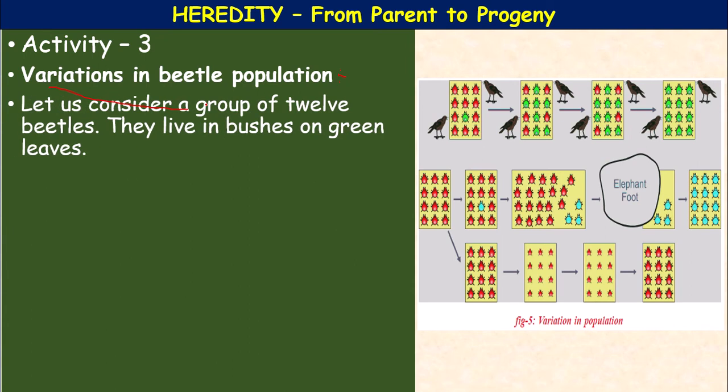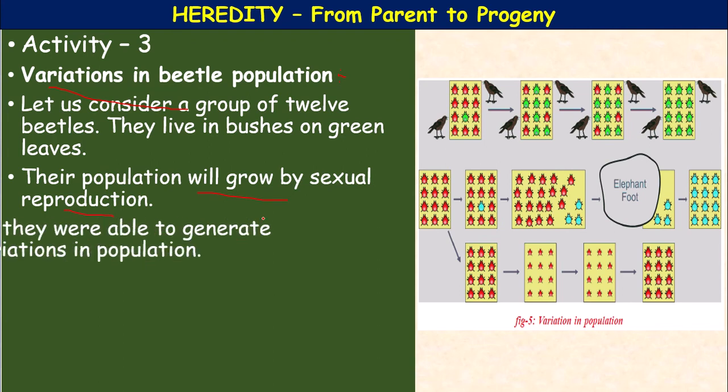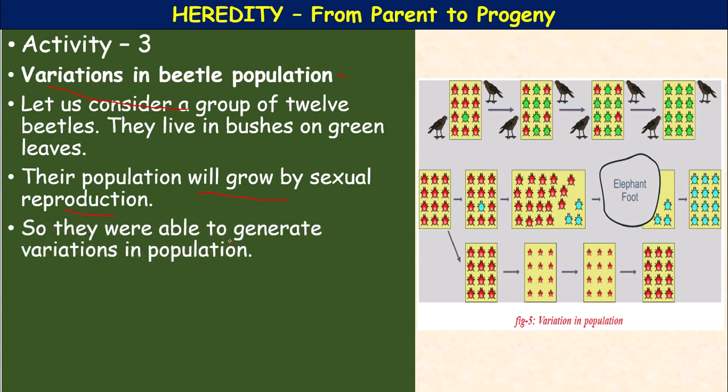Let us consider a group of 12 beetles. You can consider the population of 12 beetles in 3 rows. They live in bushes on green leaves. Their population will grow by sexual reproduction, so they were able to generate some variations in the populations.